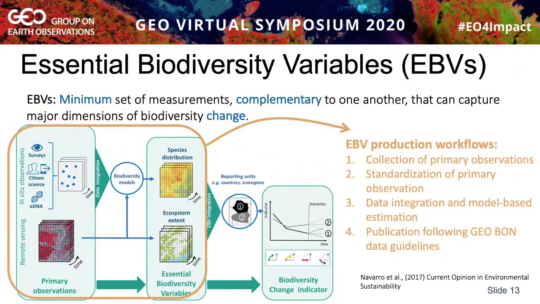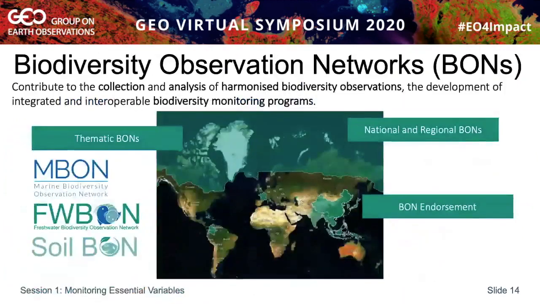So now I wanted to go back to the EBV framework, and you'll acknowledge that there's a rather important part of the equation that I have left out until now, which is the collection of the primary observations. And of course, without these collection efforts, there would be no EBV and no indicators of biodiversity change. This is why one of the core activities of GEO BON, aside from the development of the EBVs, is also the development of the BONs, or biodiversity observation networks. And the mission of those BONs is to contribute to the collection and analysis of harmonized biodiversity observations and to develop integrated and interoperable biodiversity monitoring programs.